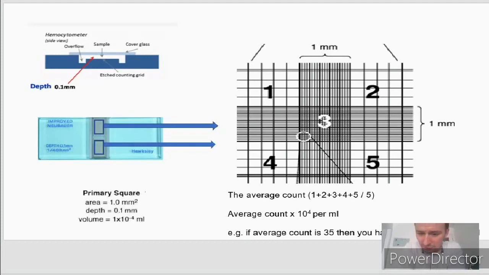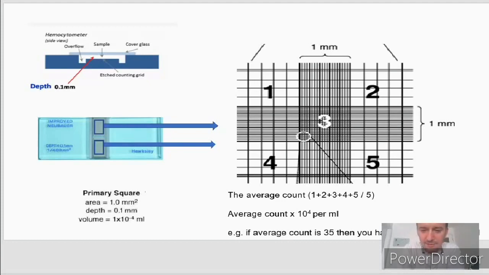Once you take your cell counts, you take the average, and what you have is the average count per mil. The way you calculate this is the average count by 10 to the 4. So if you get an average count of 35, then you have a cell count of 35 by 10 to the 4 cells per mil.